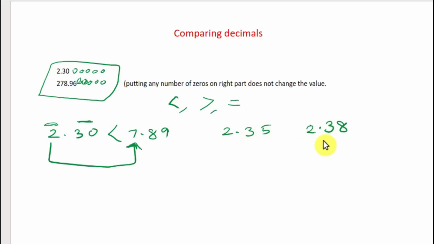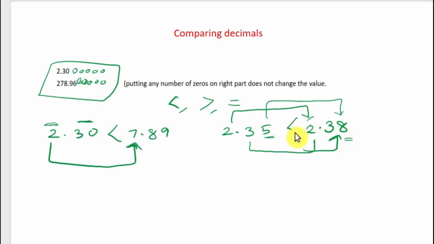2.35, 2.38. When we are comparing these two decimals, first I told you we want to compare the whole part. I am comparing this whole part. The whole parts are the same. If the whole parts are equal, compare the 10th part. The 10th part is also equal. So we have to compare the 100th part. So which is greater? 8 is greater. So this is greater. Understood? Next.